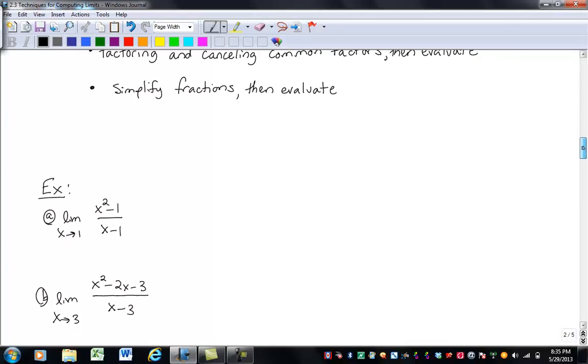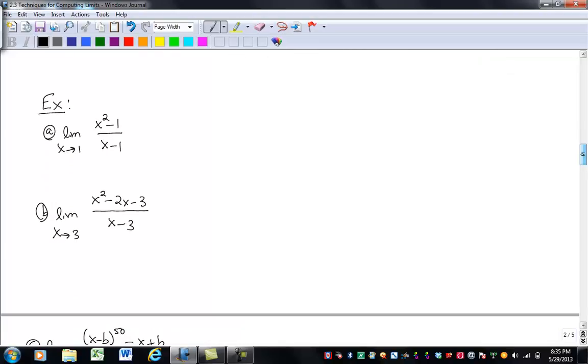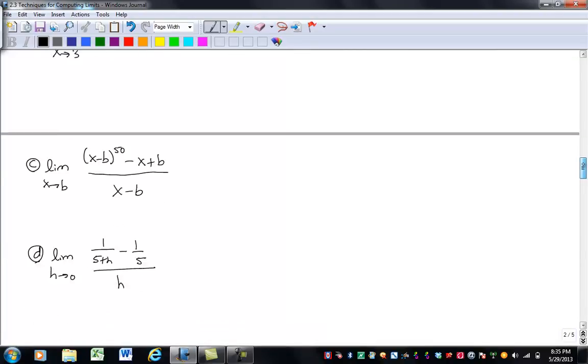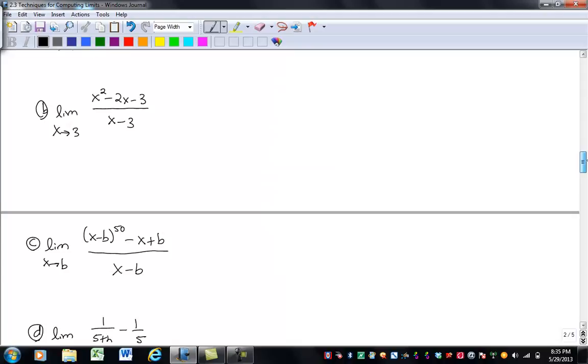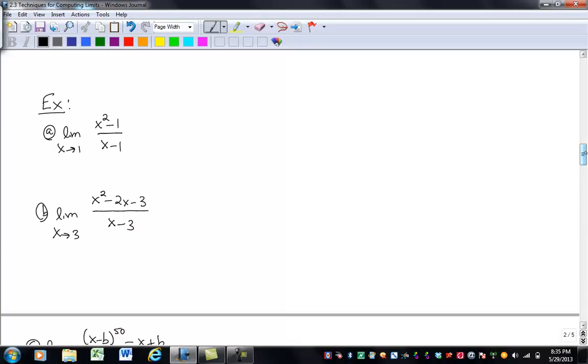And so in the following examples, we're going to actually find ones that we can evaluate and that we have to work a little harder to get answers out for. So this first one, x squared minus 1 over x minus 1, the limit as x approaches 1. Notice if I were to plug into this thing, I would get 1 minus 1 over 1 minus 1, which gives me a 0 in the denominator, which is bad.